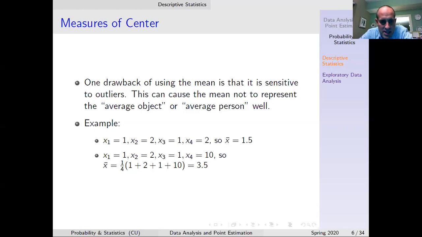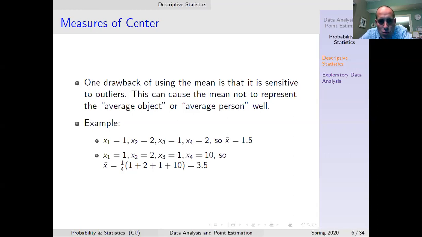So look at this. If I have 1, 2, 1, and 2, okay, that's my sample. And of course, the mean is 1.5, right? That's easy to see, right? So the sample mean, you add those together and divide by 4, you get 1.5.